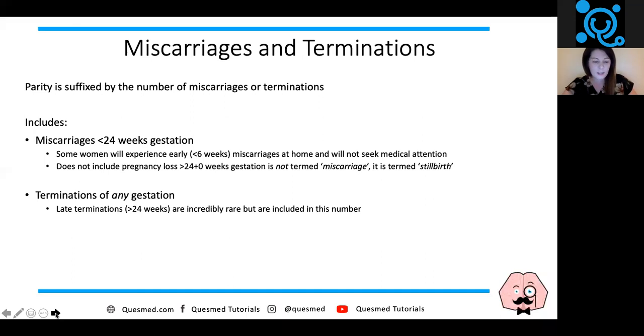It's worth noting that a pregnancy loss greater than 24 weeks gestation is not termed a miscarriage. Instead, this is termed a stillbirth and is counted in the parity number we talked about in the last slide. This also includes terminations of any gestation. Now, late terminations greater than 24 weeks are incredibly rare, but they are included in this number.